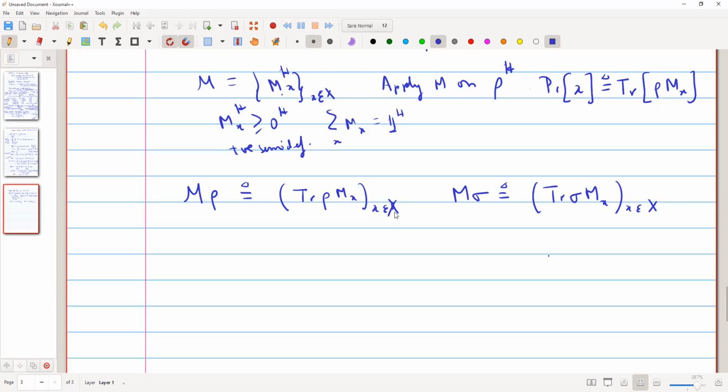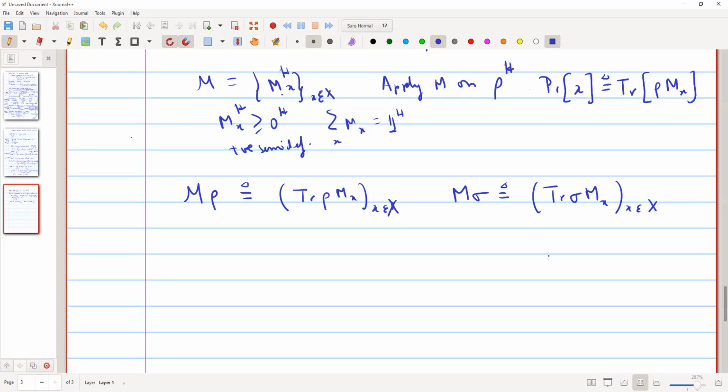Okay. I see. In general, we are considering general measurements, POVMs, right? So the cardinality of X could be larger than the dimension of H. Yeah, right. Sure.